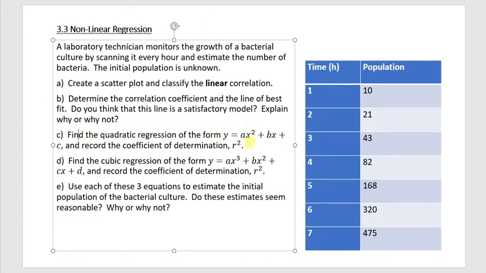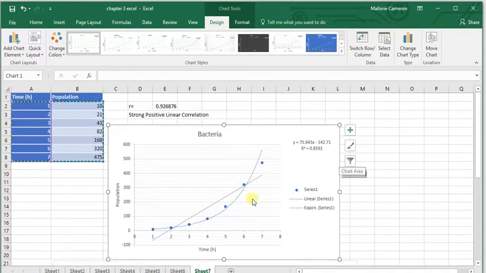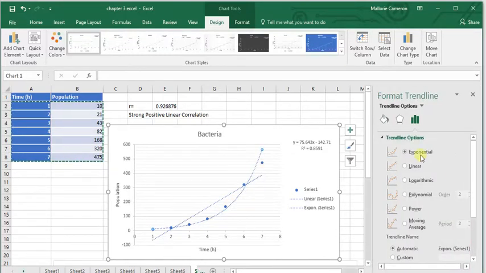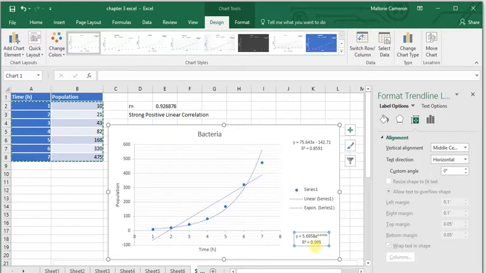Find the quadratic regression in the form of basically x squared and record the coefficient of determination, r squared. So that's what we have under each one of these. That's the r squared, the coefficient of determination, 0.99, and then we have 0.99 as well here. Whereas the line was only 0.85. And the exponential, let's display that too. Well, 0.99, so that's actually quite good as well.